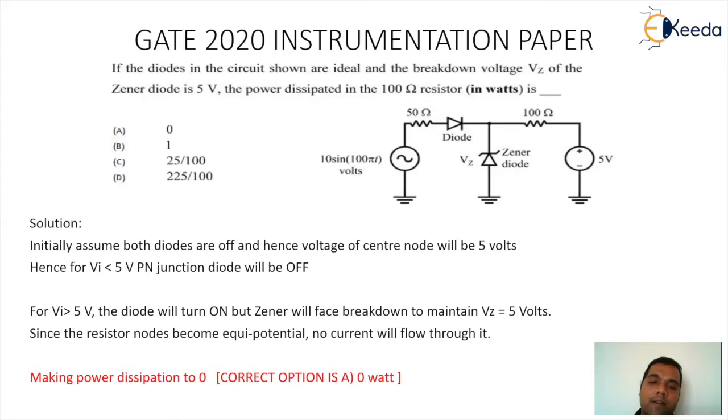But what about the Zener? The Zener will face a breakdown. And since it is facing a breakdown, because the input has crossed the value of 5, the Zener will maintain a voltage value of 5 volt.